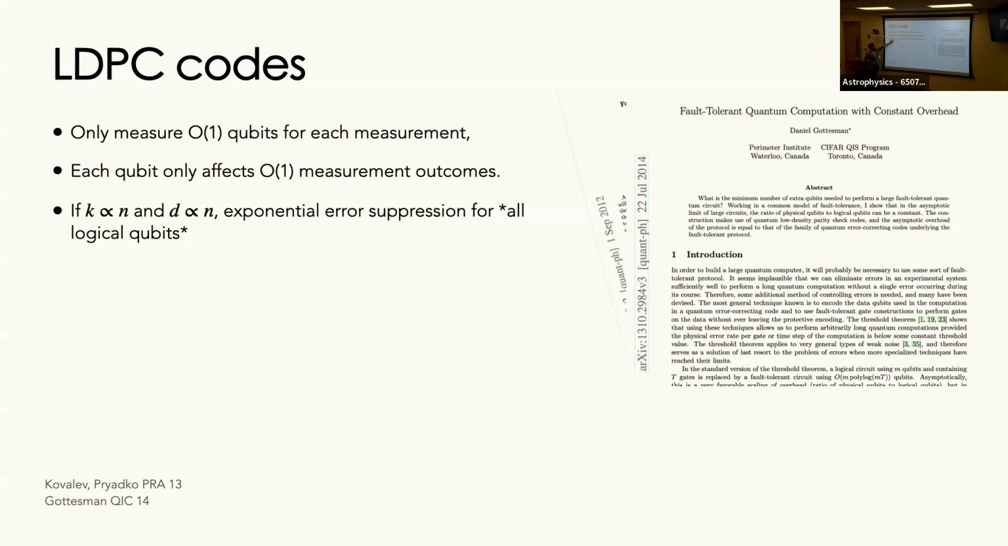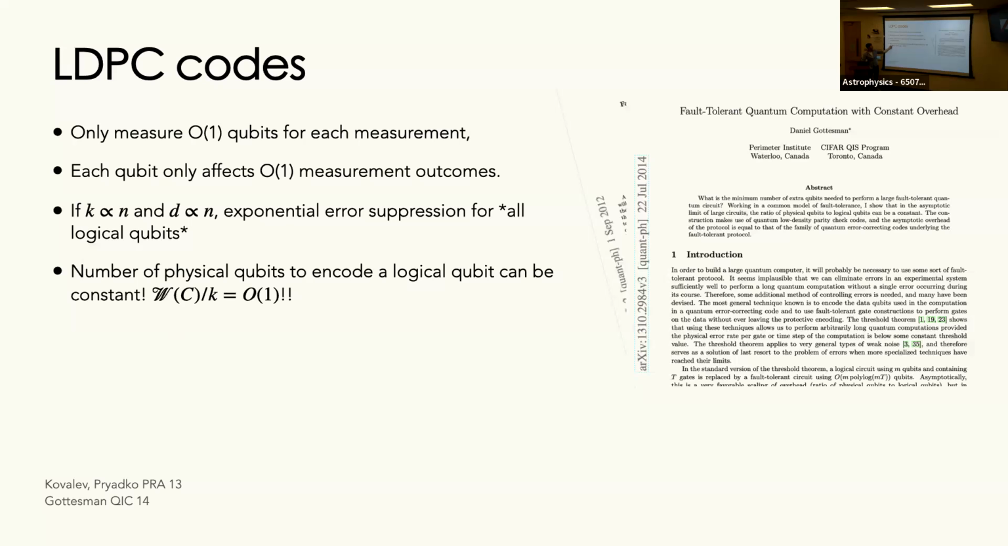But the idea is that if you've got good codes, namely if K and D are scaling in proportion to the total number of physical qubits that you're using, then you have exponential error suppression, not for one qubit at a time, but for all of your logical qubits. And this is a massive qualitative difference, and this is part of why LDPC codes are so appealing, at least in theory.